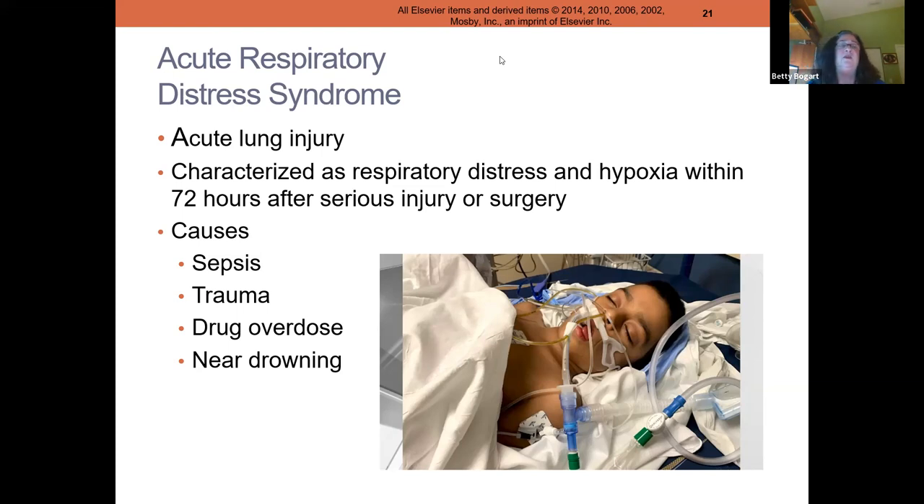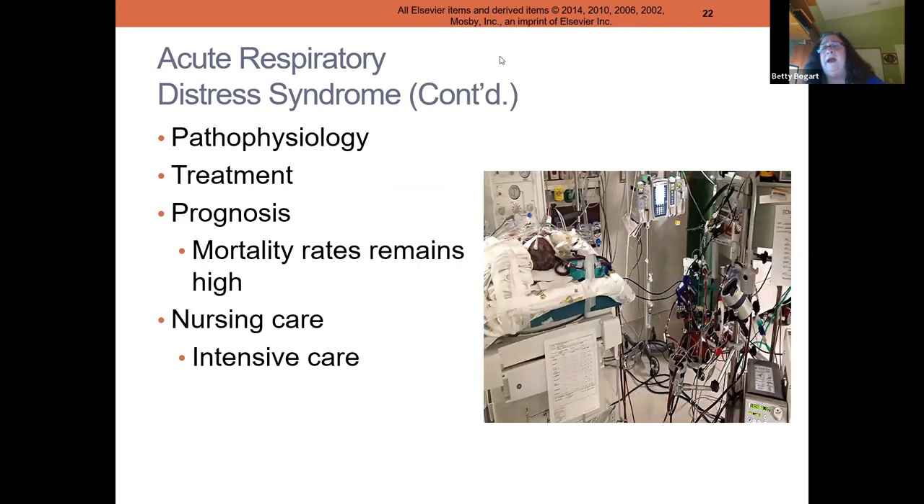The other things we see are overwhelming sepsis. What if they had trauma, a car accident to the chest? And then, of course, adolescents, more than other age children, drug overdoses. But it requires a lot of intensive nursing care.